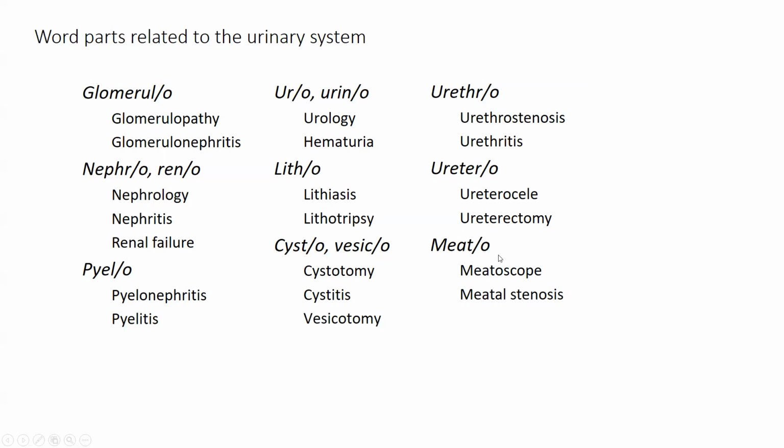A meato is an opening. So in this case, it's the opening of the urethra to the outside world. So meatoscope would be a device to look at that opening. A meatal stenosis would be a narrowing of the opening of the urethra to the outside world. But again, meato just means an opening, so it can refer to other openings in other places. But in this context, it would be the opening of the urethra.